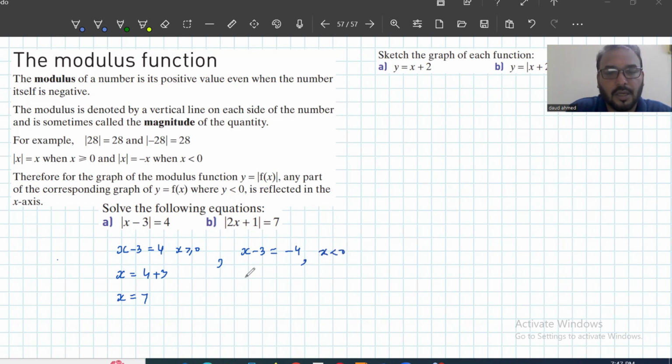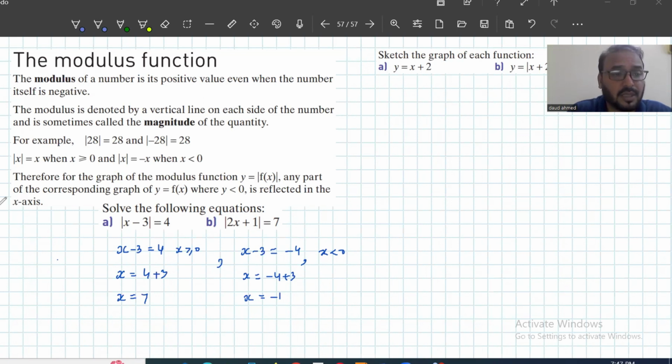Fine. After this, we can simply use equation rules. Take the minus 3 to the other side of the equation, which gives you plus 3, so x is equal to -1. So here we find two answers. One answer is 7 when x is greater than or equal to 0, and x is equal to -1 when x is less than 0.